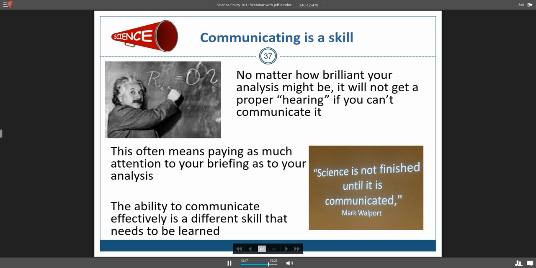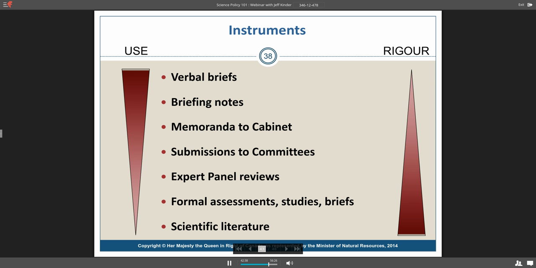So, last thought I want to leave you with. I know that there have been other webinars around science communication, so I won't dwell on this, but I do think communication is a huge skill that needs to be practiced deliberately. It needs to be paid attention to. As it says here, it often means paying as much attention to your briefing as to your analysis.